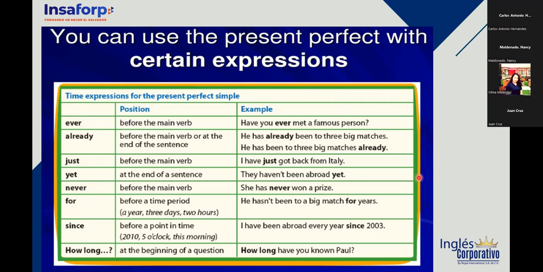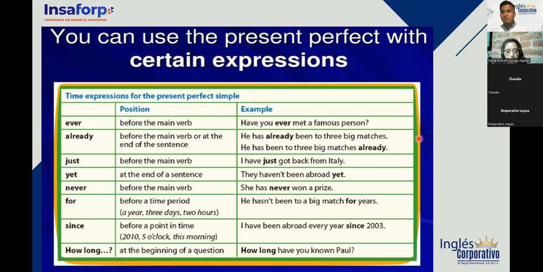Which is four. In that case, I will need a volunteer. I don't want to ask a name, so I will ask for a volunteer. Me, teacher. Nancy, go ahead.